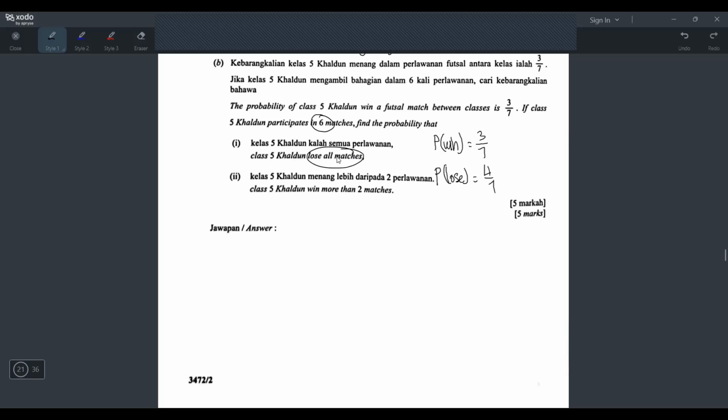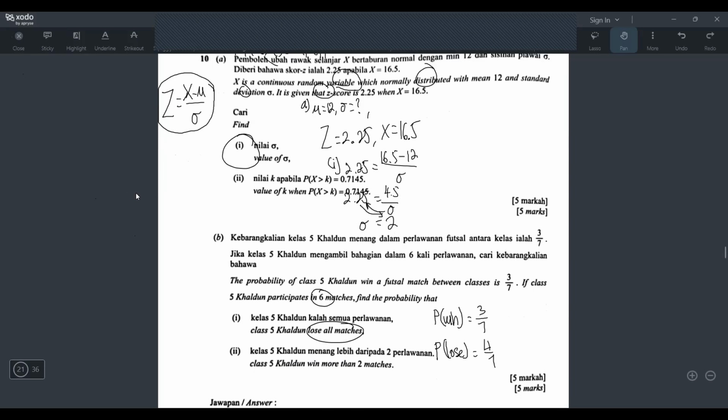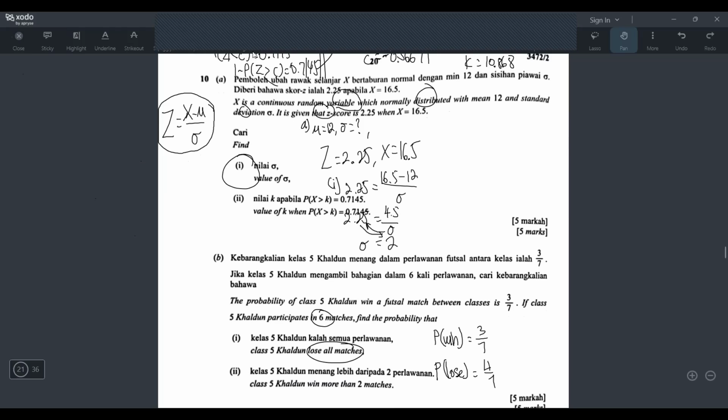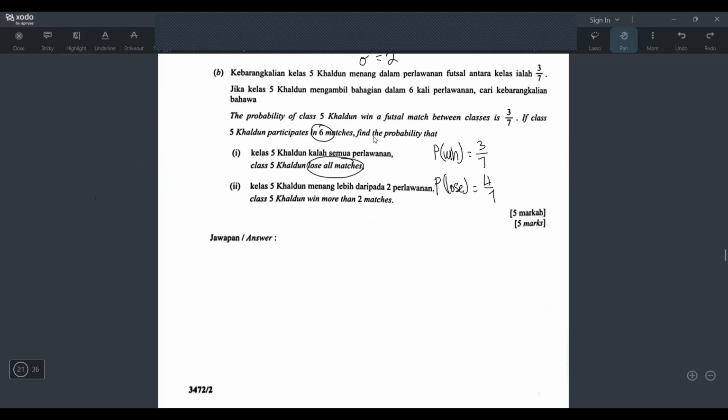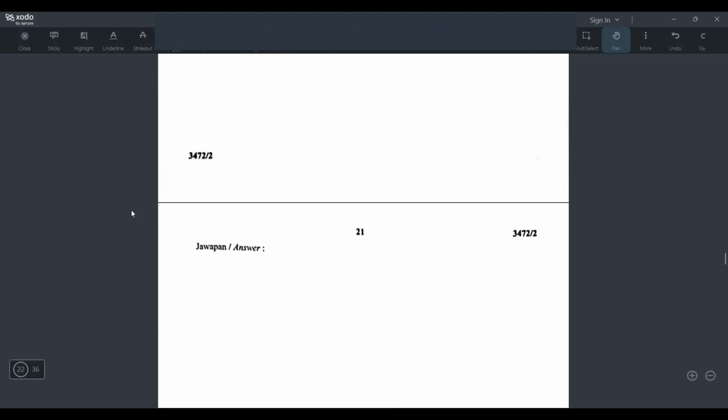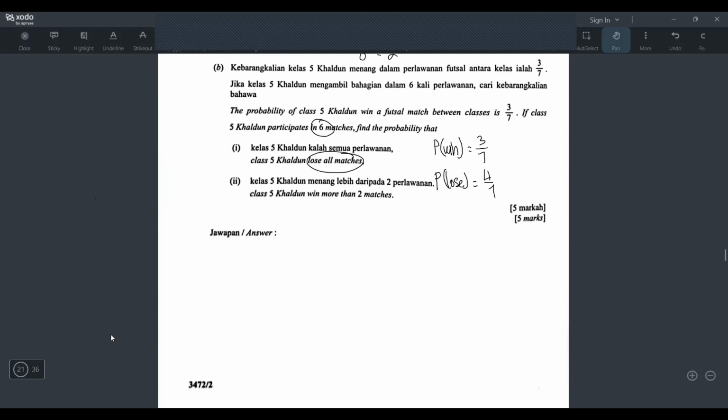And then it says if class 5 Khaldun participates in 6 matches, find the probability that class 5 Khaldun lose all match. Okay, this question is binomial distribution or normal distribution? It's binomial, right? Hey, how you know whether it's binomial distribution soalan or normal distribution? Okay, if the soalan got mentioned the word normal, then it's normal distribution. Then you have to guna jadual. But if the soalan tak ada mention perkataan normal, then it's binomial. And for binomial, you have to use the formula lah.